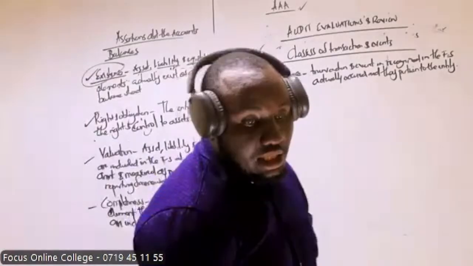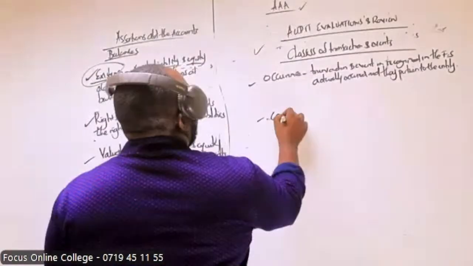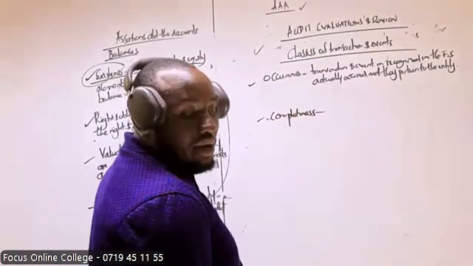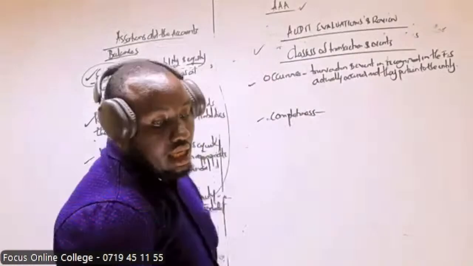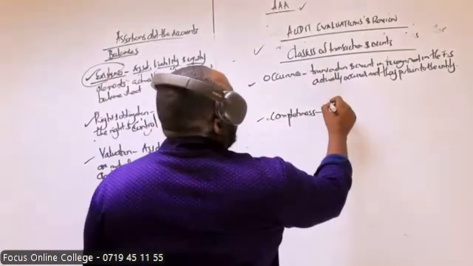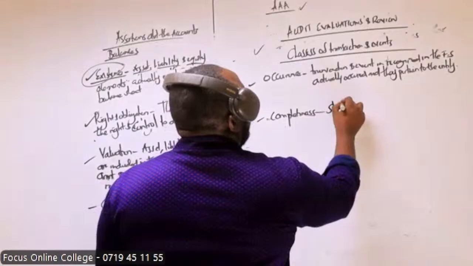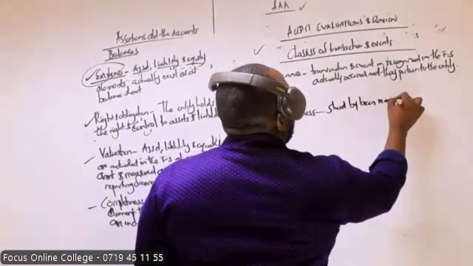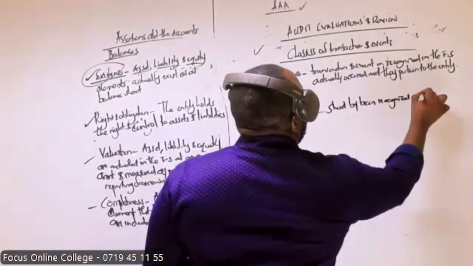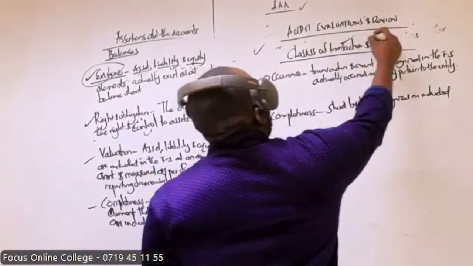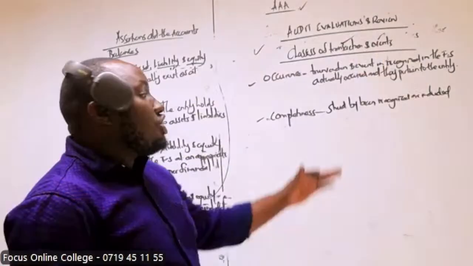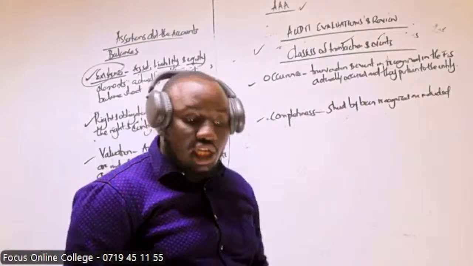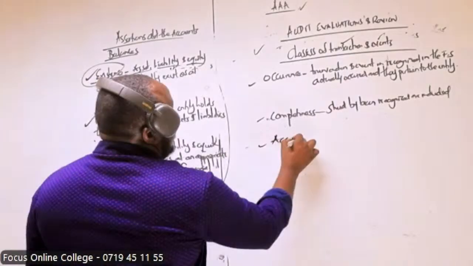So the next assertion about classes of transactions, we call it completeness. On completeness, we're basically confirming that transactions and events that should have been recognized are actually included in the financial statement. And we have what's called accuracy.